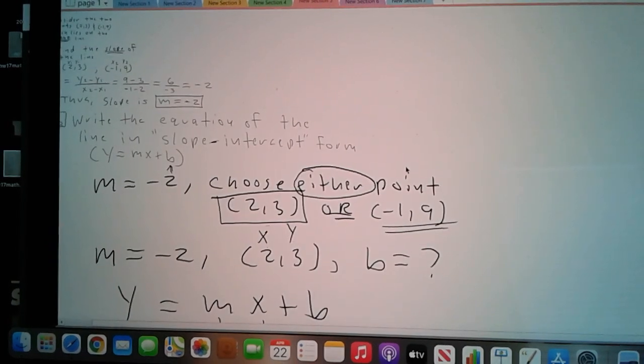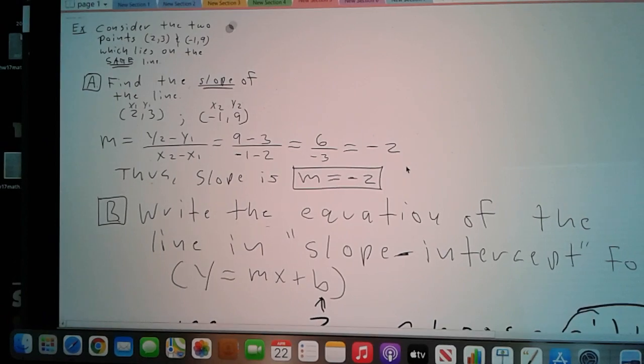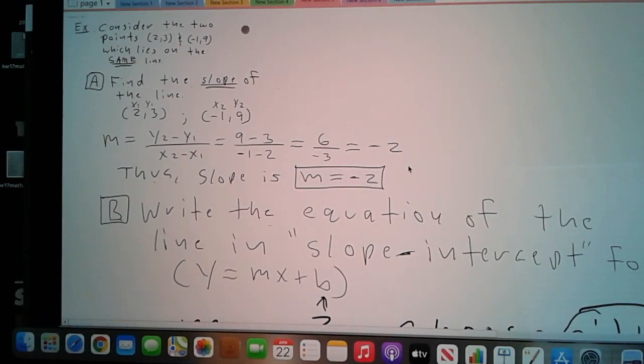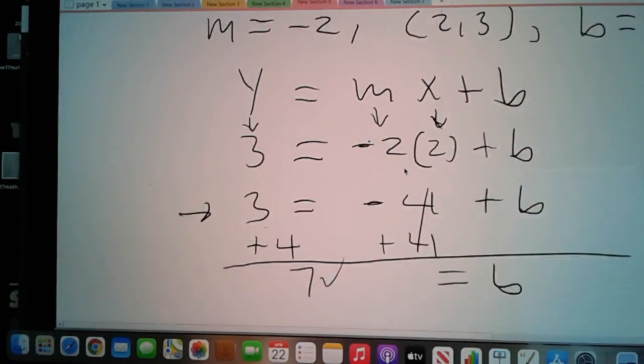That's what I meant when they lie on the same line, right? If I plug in the x values, I'm going to get the y value because the y values depend on the x values. That's what that means. Okay.